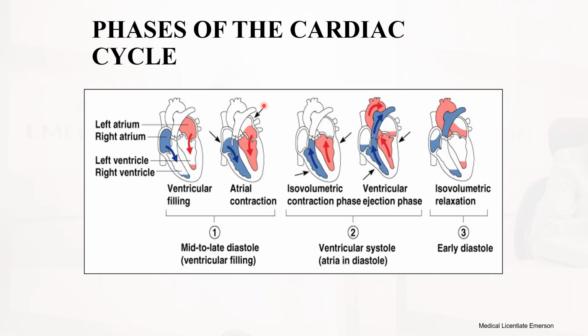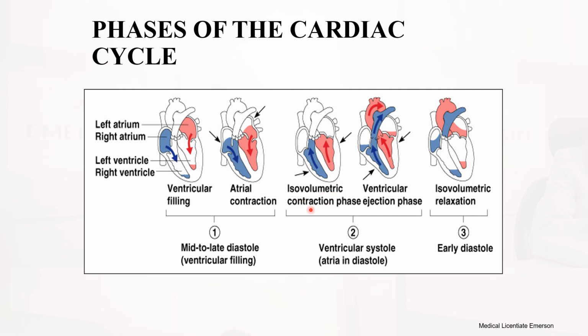These are the phases of the cardiac cycle. So we have the ventricular filling, which is ventricular diastole. The ventricular filling is when blood goes into the ventricles, of course. Then you have the atrial contraction, which happens in the ventricular filling stage. Then you have the ventricular systole, with the atria in diastole. In the ventricular systole, the ventricles want to contract.